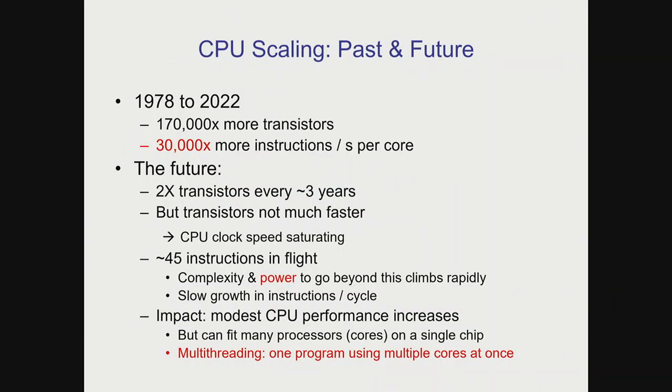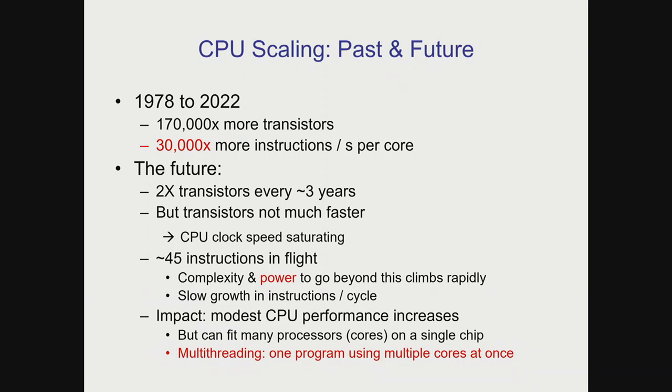So what's happened in CPUs over the last, I guess, more than 30 years? We got 170,000 times more transistors from 1978 to 2022, because that's when the chips in the UG machines were made. And we got 30,000 times more instructions per clock cycle per core. So a huge improvement. In the future, we're still going to get 2 times the transistors approximately every 3 years. That looks to be still the case for the foreseeable future.